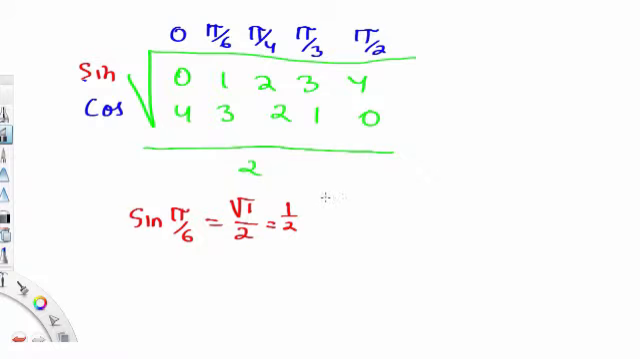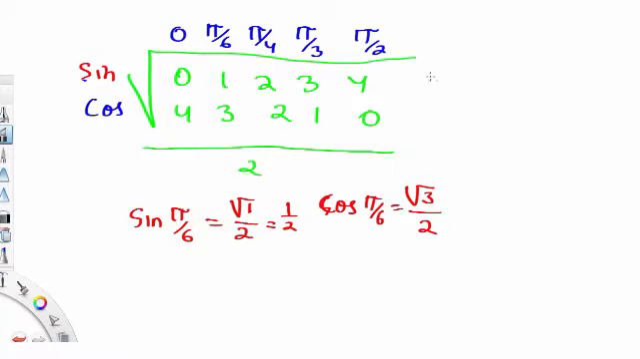How about let's find cosine of pi over 6. So again, pi over 6 is right here and cosine is right here, and now there is 3, so it's going to be square root of 3, because there is a big square root here. Divide that by 2, and that's the cosine of pi over 6.